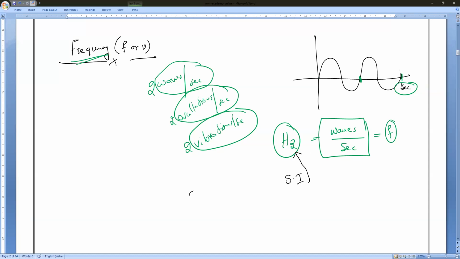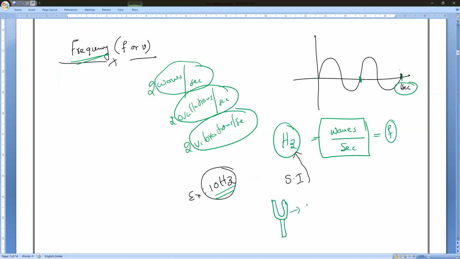If I say, for example, 10 hertz, what do you mean by that? What is the frequency of a wave? 10 waves per how many seconds? 1 second. For example, if I say a tuning fork is making 250 hertz.